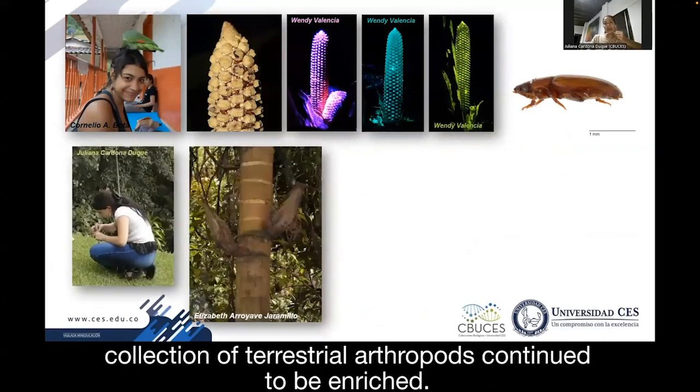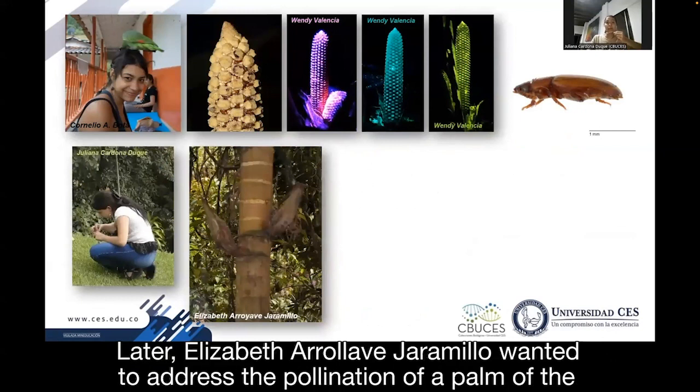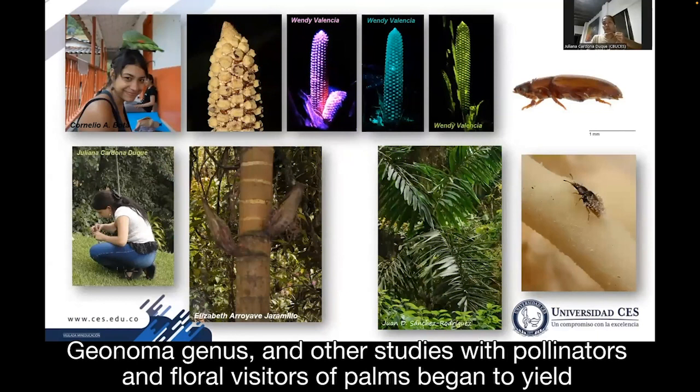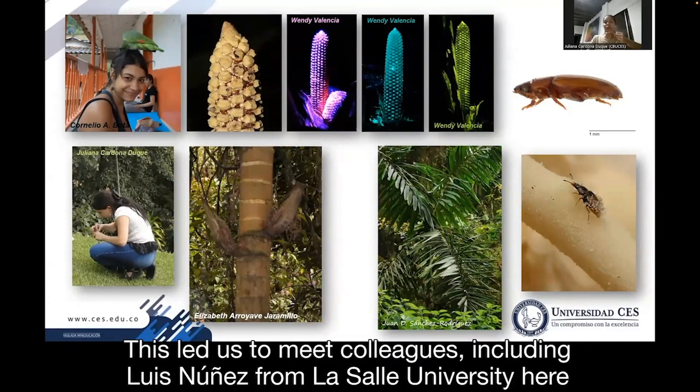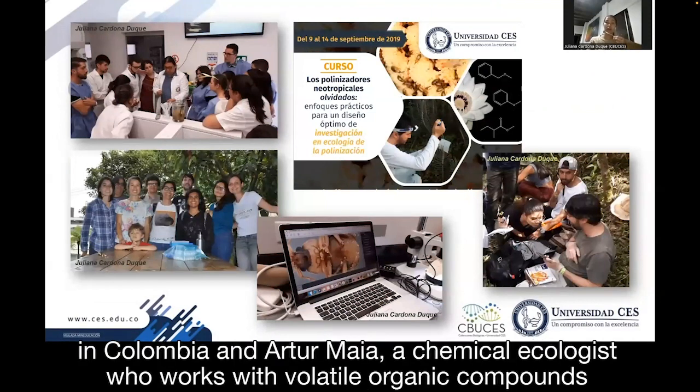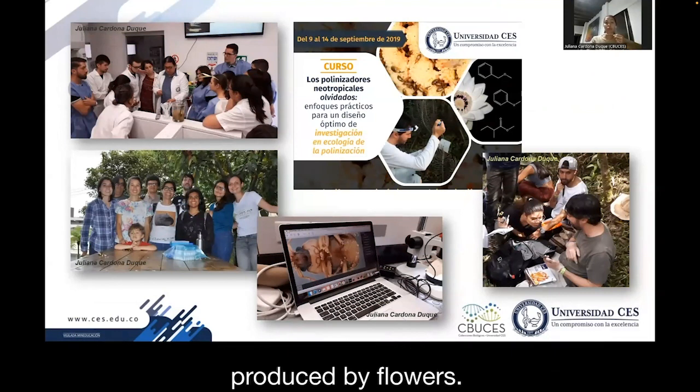Más adelante, Elizabeth Arroyave Jaramillo quiso abordar la polinización de Geonoma, una especie de palma, y otros estudios con polinizadores y visitantes florales de palmas empezaron a arrojar una gran cantidad de información y nos llevaron en algún momento a encontrarnos con varios colegas, entre ellos Luis Núñez de la Universidad de La Salle aquí en Colombia y Artur Maya, ecólogo químico que trabaja con compuestos volátiles orgánicos producidos por flores.